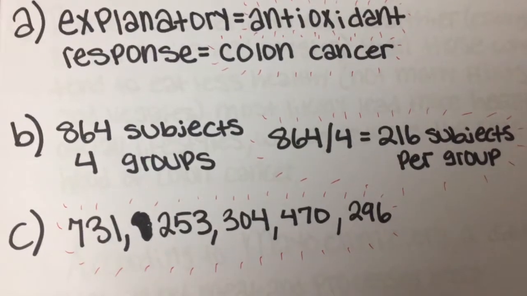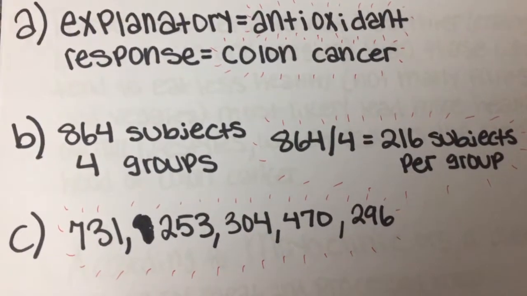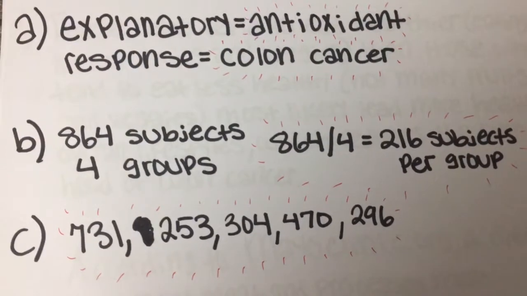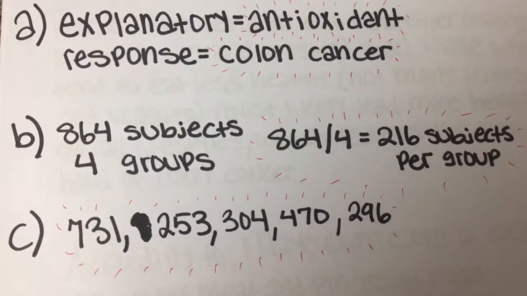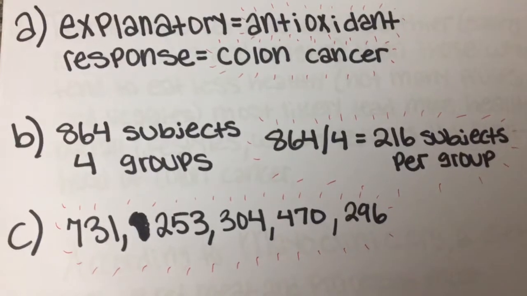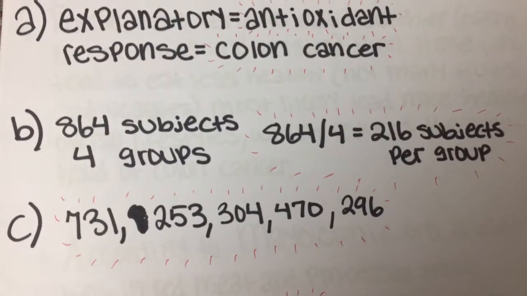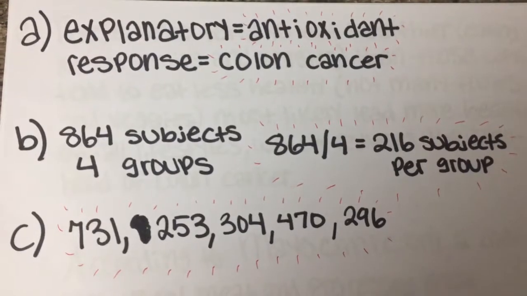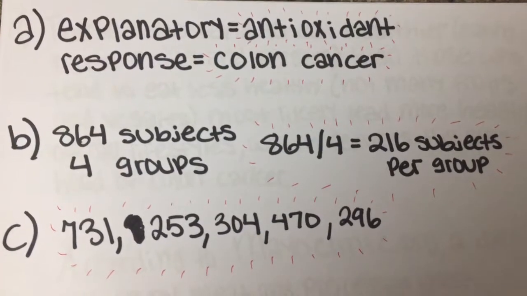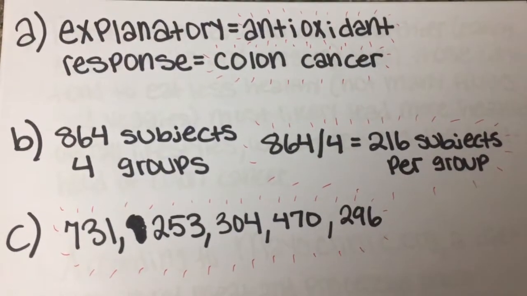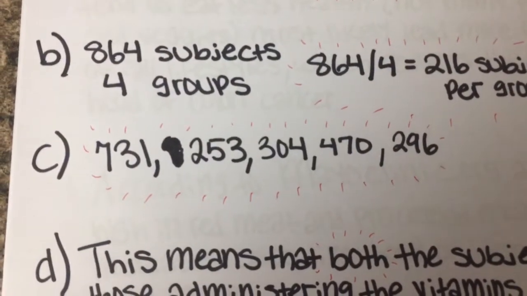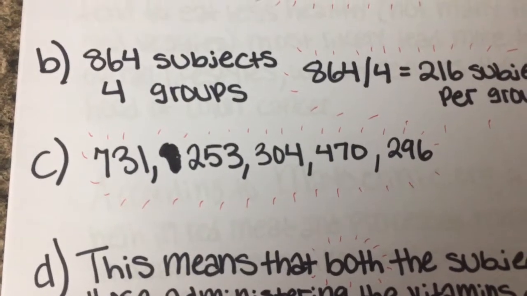For part B, they wanted you to outline the design of the experiment and show how to split up the groups. So they had 864 subjects and they wanted to split it into 4 groups because they wanted to test vitamins A, C, and E, and then they needed a control group, so they had a placebo on that 4th group. To make them all even, I think they did 864 divided by 4 because that would make it even at 216 subjects per group.